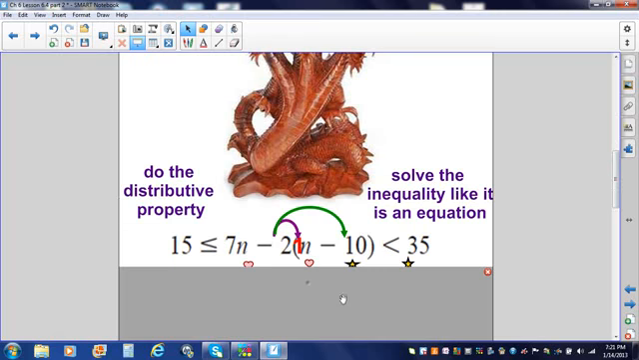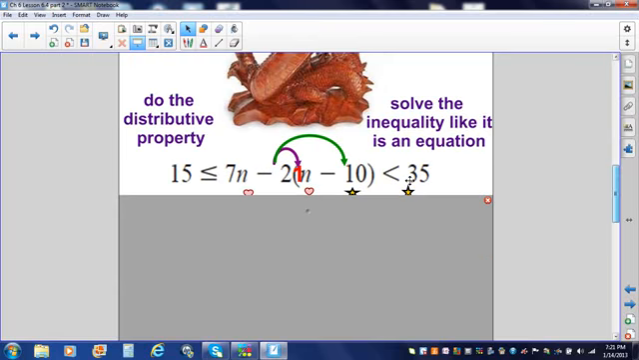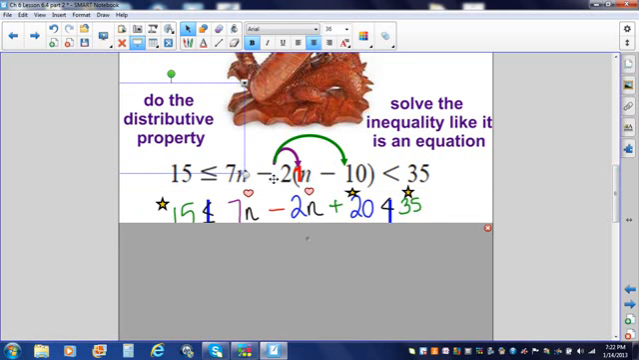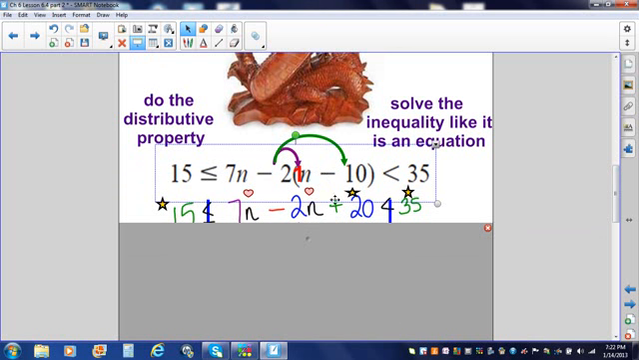First thing I would do is I would solve this inequality like it is an equation. So let's do the distributive property first. I'm going to do negative 2 times 1n, and I'm going to do negative 2 times a negative 10. When I distribute that, negative 2 times 1n gives me negative 2n. Negative 2 distributed times a negative 10 gives me positive 20, because a negative times a negative is a positive.